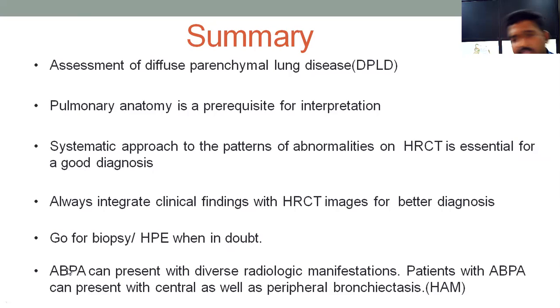And ABPA can present with diverse radiological appearances. Patients with ABPA can present with central bronchiectasis as well as peripheral bronchiectasis, but the presence of high attenuation mucus can give you more evidence that you are dealing with ABPA, but that is seen only in 20% of cases. With this, I'm just ending the presentation because discussing ILD radiology is very difficult in just a matter of 20 or 30 minutes.